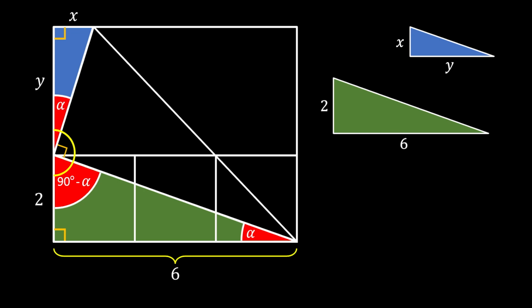So we can use the rule of similarity. We can say that the relation between their legs, x over y, must be equal to 2 over 6. We can now cross-multiply this and get that 2y is equal to 6x, and if we simplify this, we will get that y is equal to 3x, so we're going to substitute this value for y.